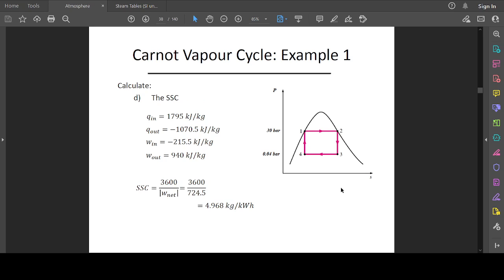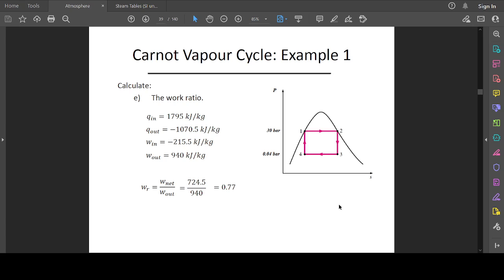So the consumption of steam could be calculated. The SSC, we know the formula as 3600 divided by the net work. Remember the absolute means that there is no negative sign. This net work done should have been negative, but obviously the absolute sign removes the negative, and the value of the steam consumption is almost 5 kilograms per kilowatt hour. So every kilowatt hour consumes up to 5 kilograms of steam.